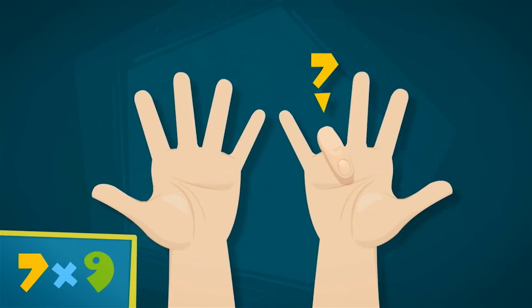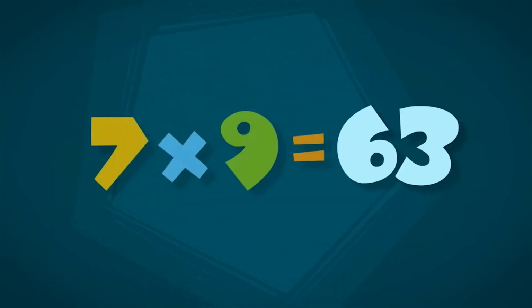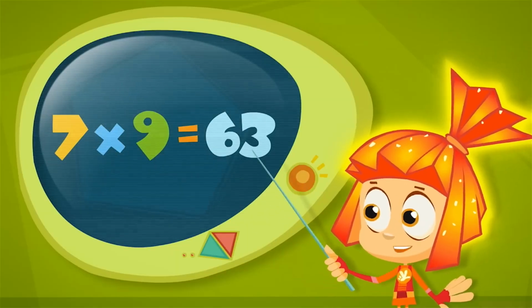What is 7 times 9? Here are 6 fingers, and here are 3. That's right! The answer is 63.